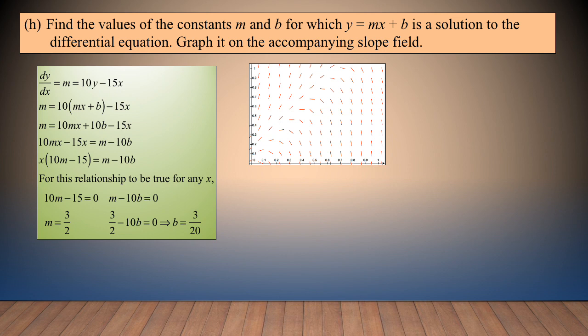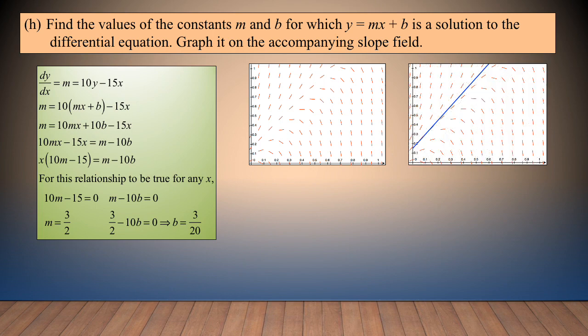Now think about this relationship. It is true for any value of x. And if it's true for any value of x, then the only thing that can happen is that the 10m minus 15 has to equal 0, and the m minus 10b has to equal 0 as well. So if 10m minus 15 is equal to 0, that makes m equal to 3/2. And if m minus 10b has to equal 0, that gives 3/2 minus 10b is equal to 0, and therefore b is equal to 3/20.